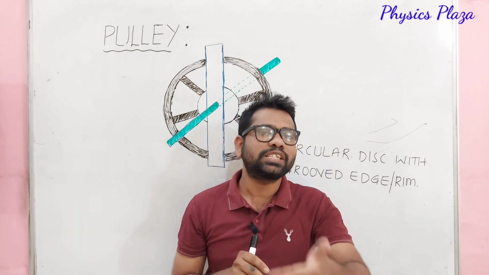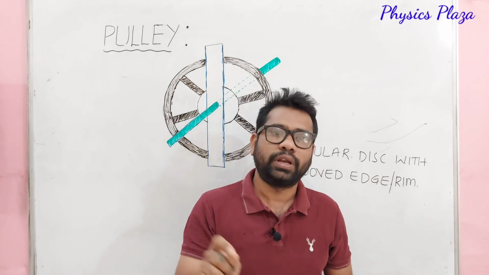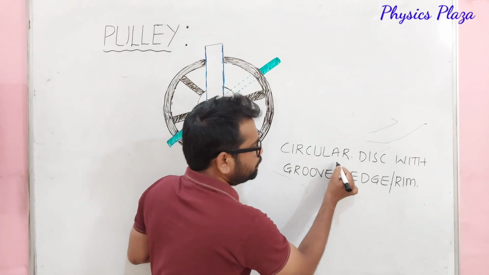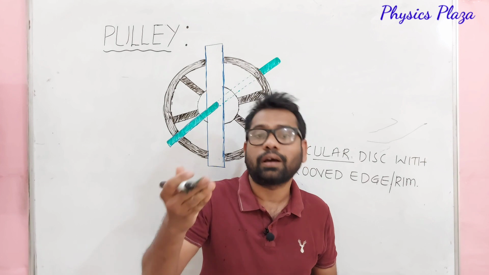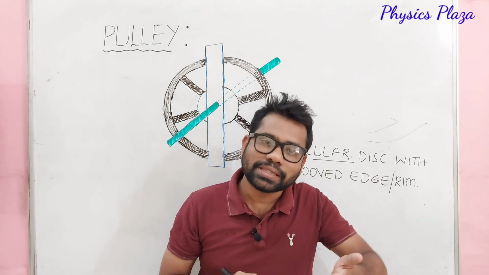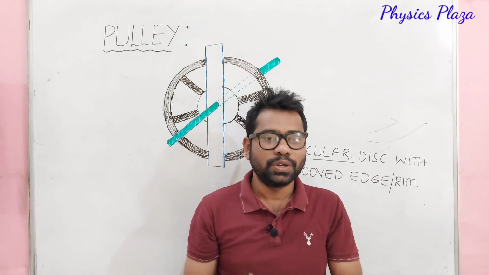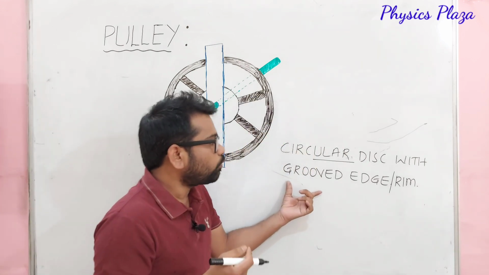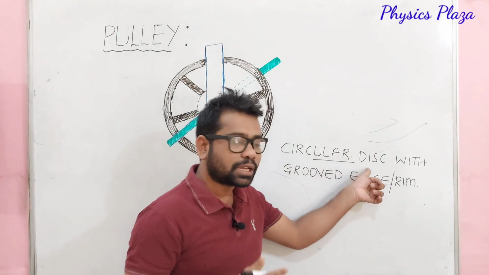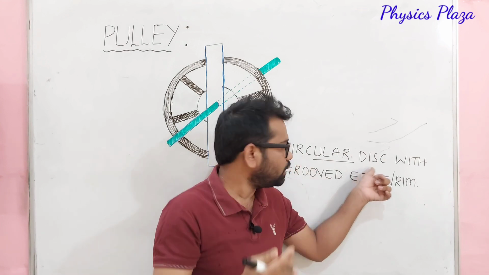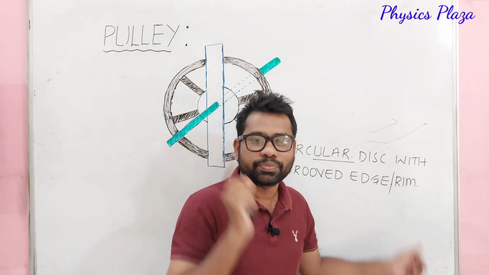But what material is it made of? Children, it is not compulsory that a pulley should be made of metal only. It might be made of metal, wood, or even plastic. So in the exam, if they ask you to define a pulley, what do we have to write? You can write: a circular disc made of metal or wood, anything, with a grooved edge or grooved rim is called a pulley.